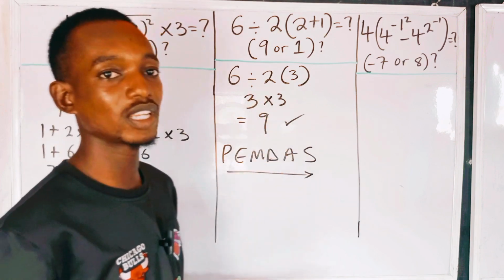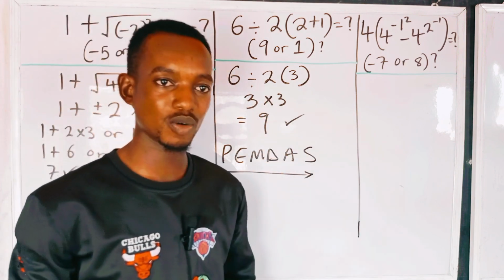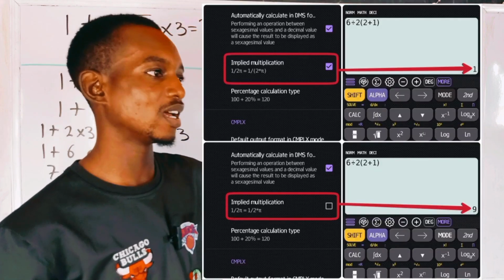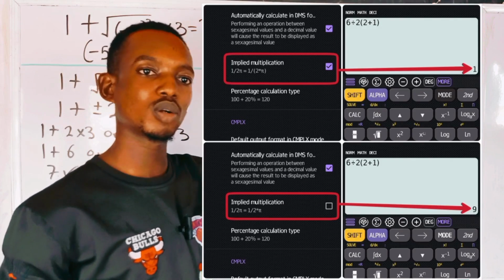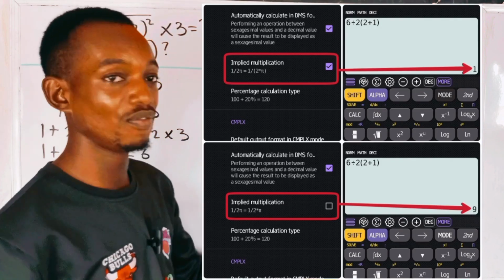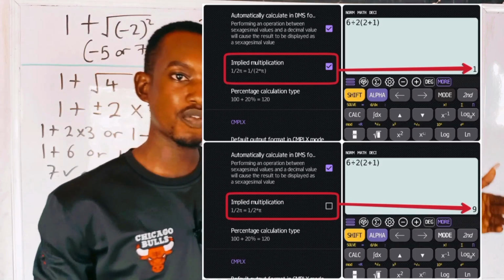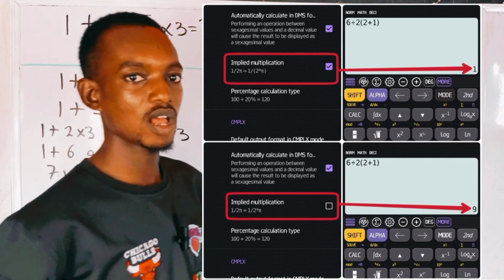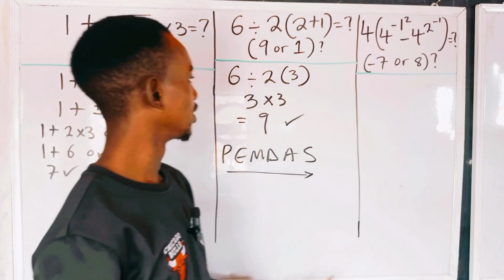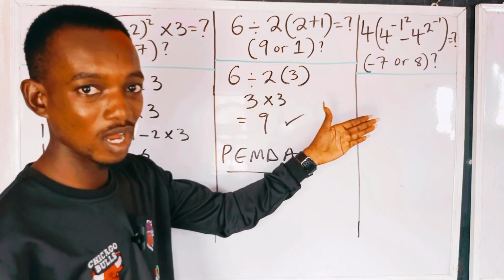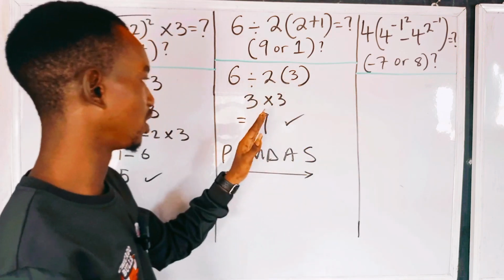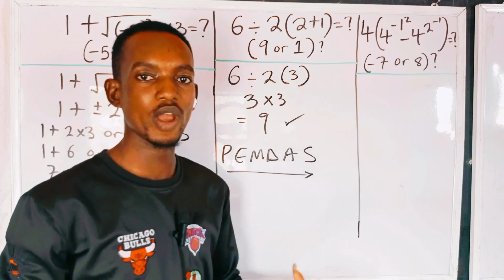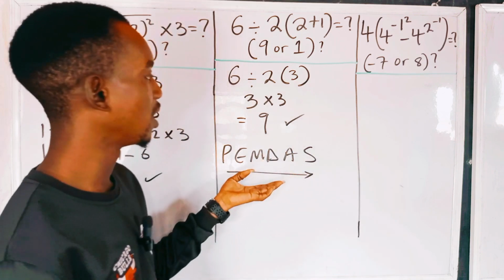In fact, this can be corrected in our scientific calculator. When you check my calculator, for example, there's a setting that says implied multiplication. When you turn on the implied multiplication setting, it gives you 1 as the answer. When you turn off the implied multiplication setting, which is the proper way, it's going to give us what? 9, which is the correct answer. So if you follow implied multiplication, you get 1. If you are not following implied multiplication, you get 9. And not following implied multiplication is the standard way and the correct way, following PEMDAS.